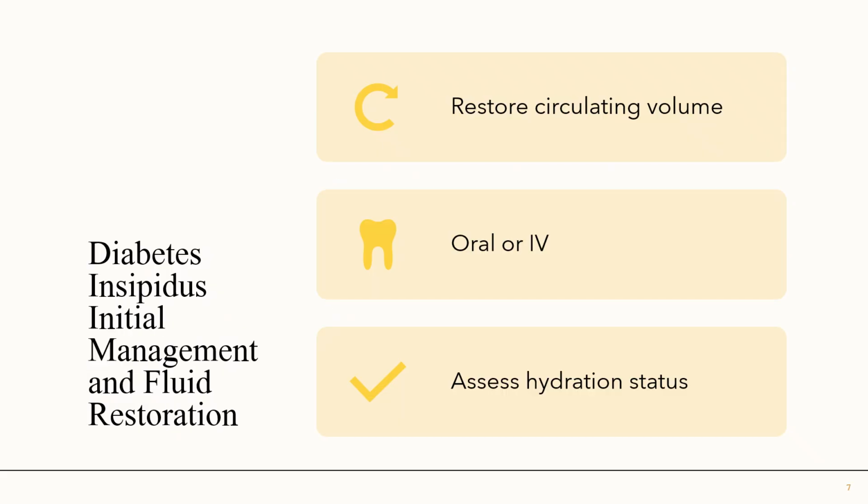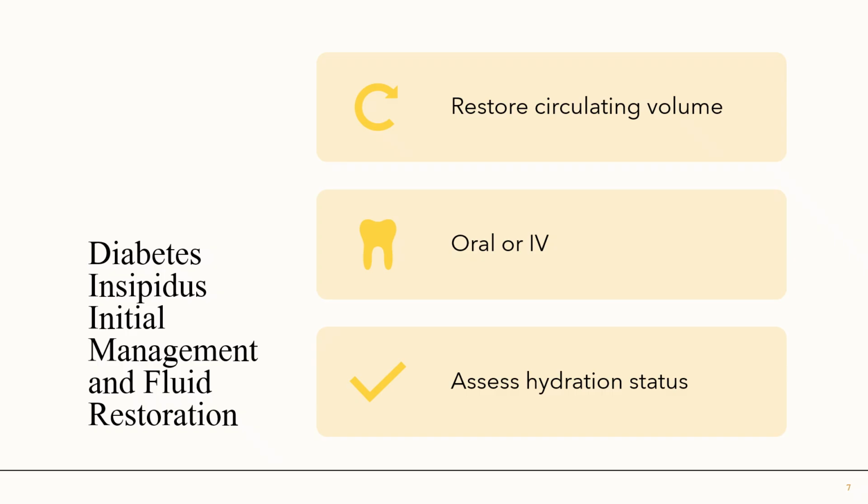The medical management of diabetes insipidus requires prompt and aggressive intervention to prevent severe dehydration and circulatory instability. Treatment focuses on restoring circulating volume, replacing antidiuretic hormone when indicated, and addressing the underlying cause of this disorder. Because the body is unable to conserve water effectively, early stabilization is essential to prevent life-threatening complications.